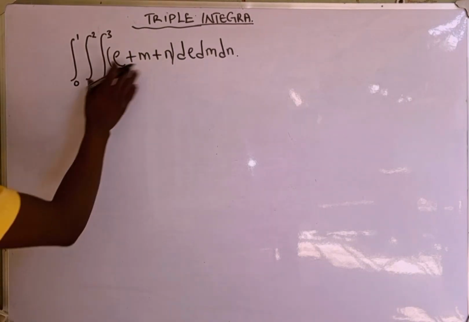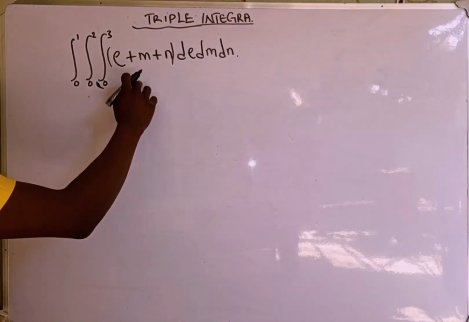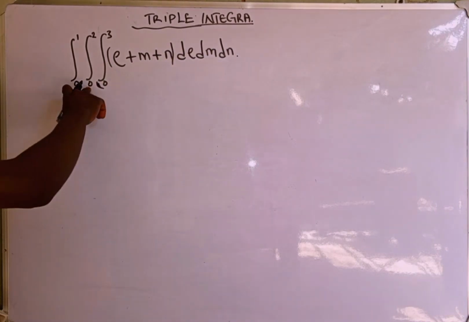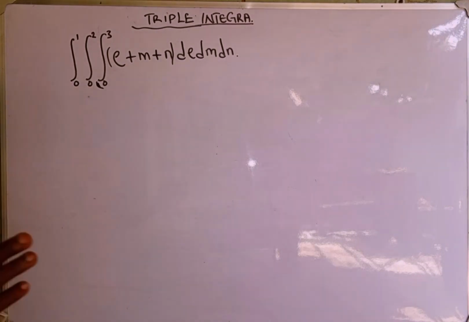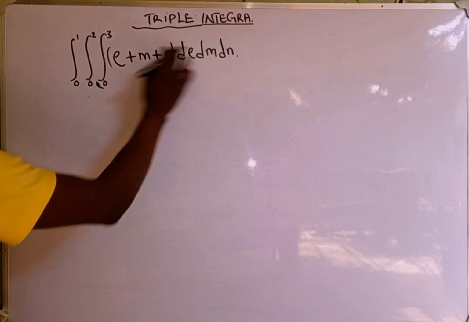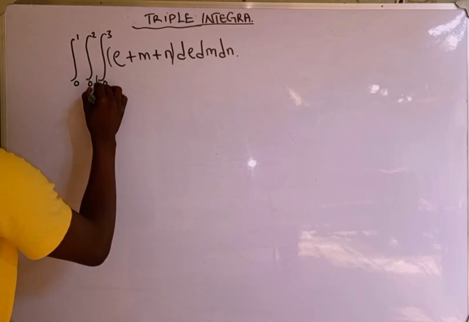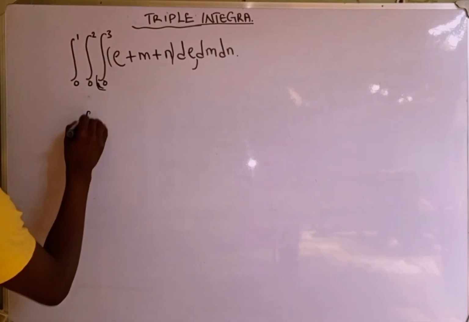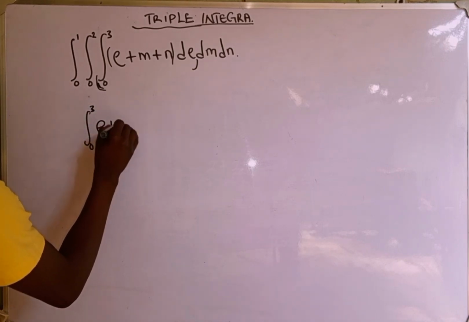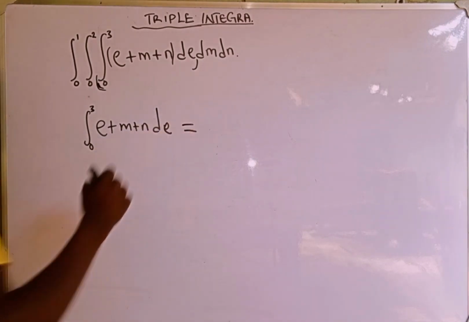So now let us bring this integral out. When we integrate, our answer will be substituted back into the integral. Then we integrate the answer with respect to m. Then m corresponds to this second integral. And also all the answer we get, we substitute back into this integral. Then we integrate with respect to n. And n corresponds with this last integral, which is 0 to 1. So let us bring this one out. We're going to take this out of the integral. We have the integral from 0 to 3 of e plus m plus n with respect to e, which is equal to what?